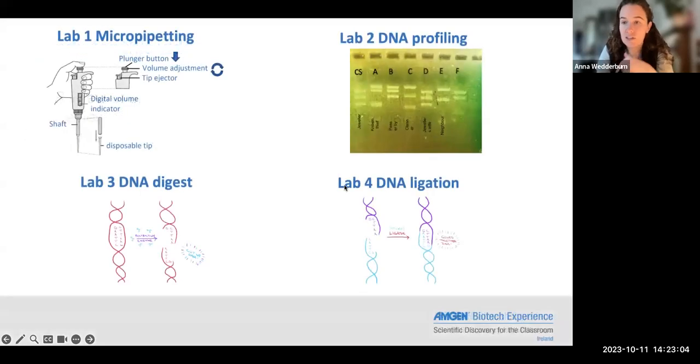So just to refresh your memory very quickly, we've got 4 labs. There's lab 1, which is micropipetting. There's lab 2, which is DNA profiling. Lab 3, which is DNA digest. And lab 4, which is DNA ligation. And we're going to be going through all 4 of those today.